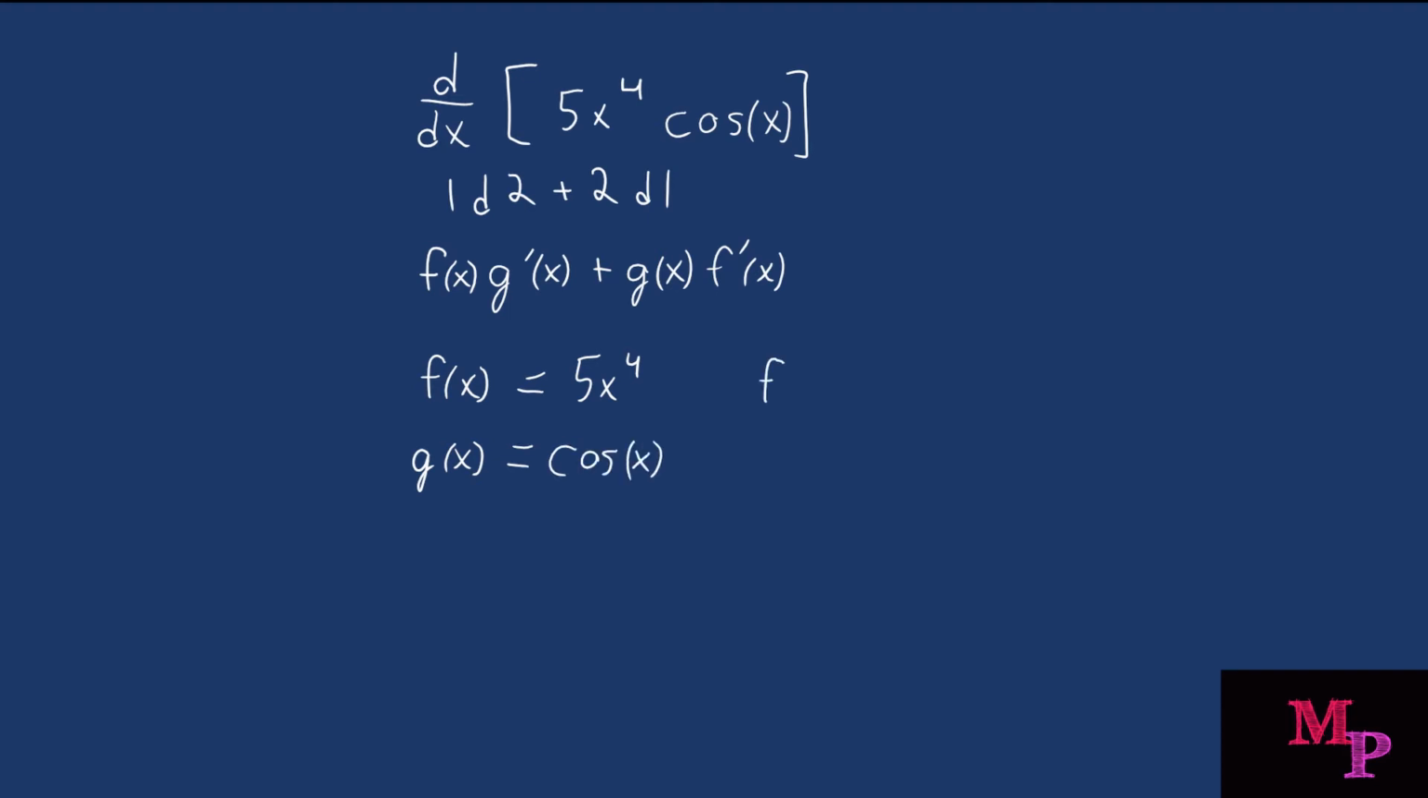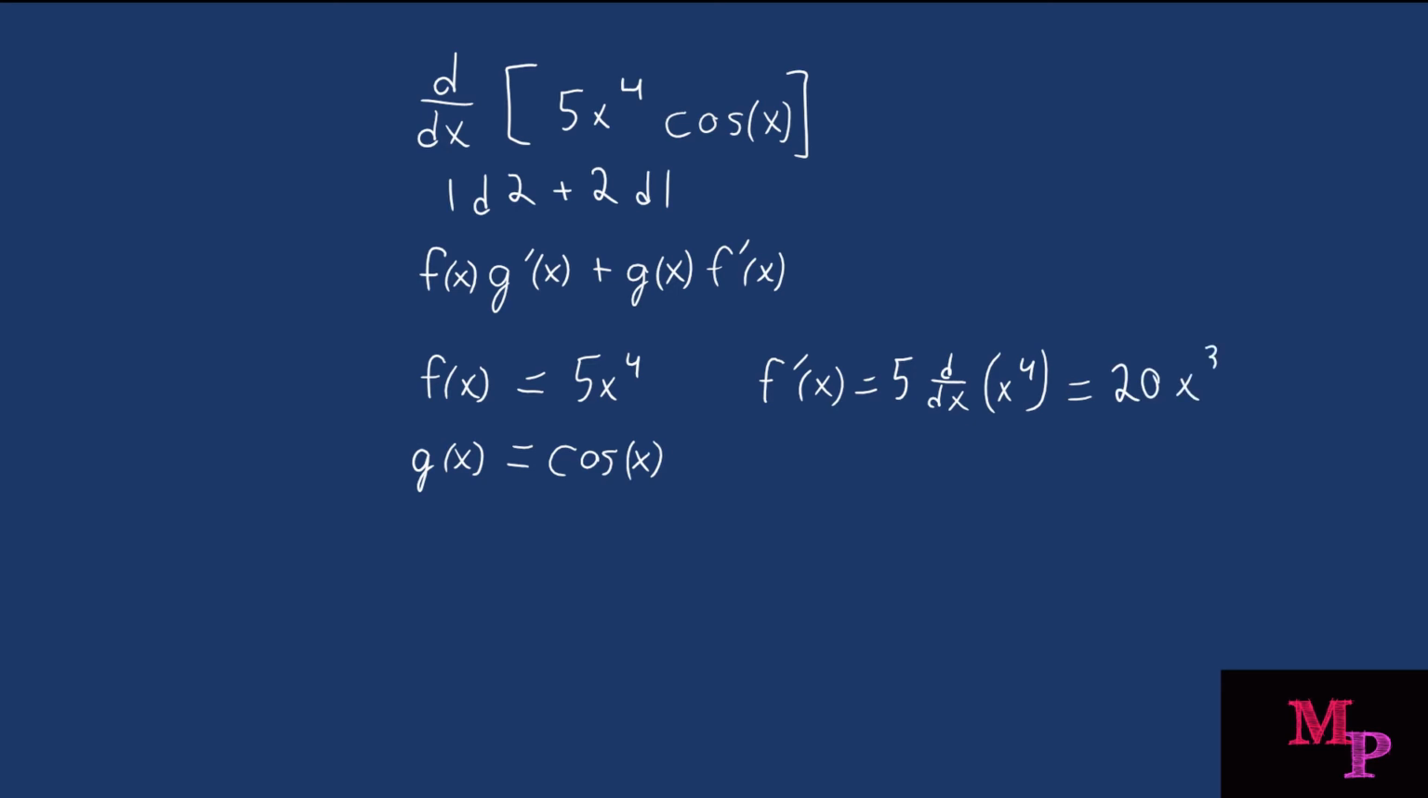So let's go ahead and take the derivative of your first function. Because 5 is a coefficient, you could go ahead and pull that out, and you're going to be left with taking the derivative of x to the fourth. And the derivative of x to the fourth is just 4 times x cubed. So 4 times 5 is 20, and x cubed.